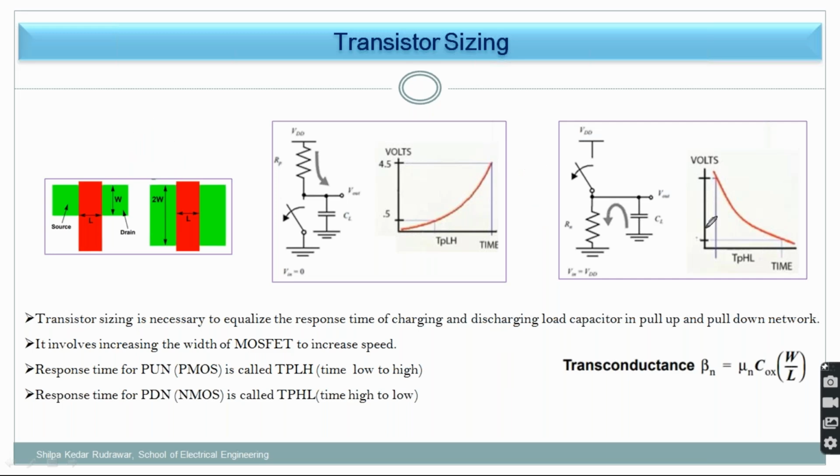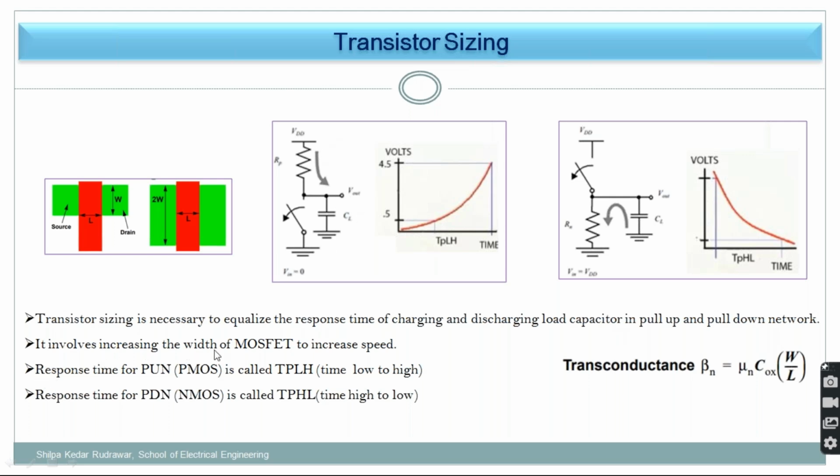So why do we require transistor sizing? Here it is shown as a double. I have told you 2.5 times, 3 times; in some books it is taken as double, so 2 times. Transistor sizing is necessary because it is required to equalize the response time of charging and discharging of the load capacitor through the pull down and pull up network, so as to equalize the charging and discharging time.